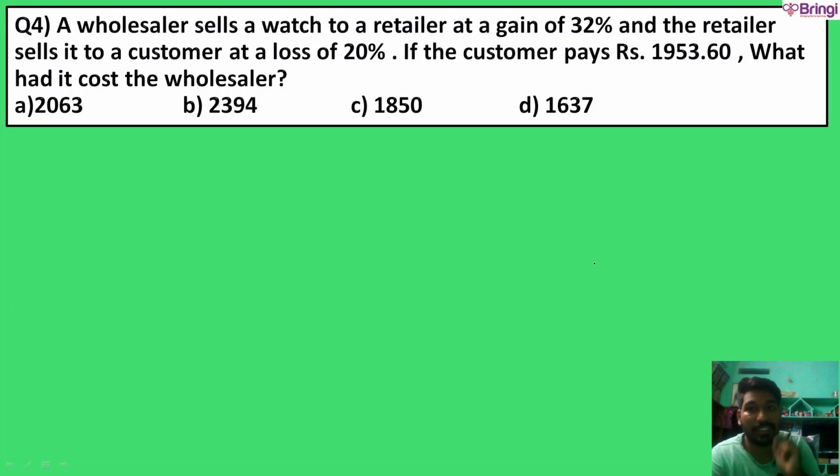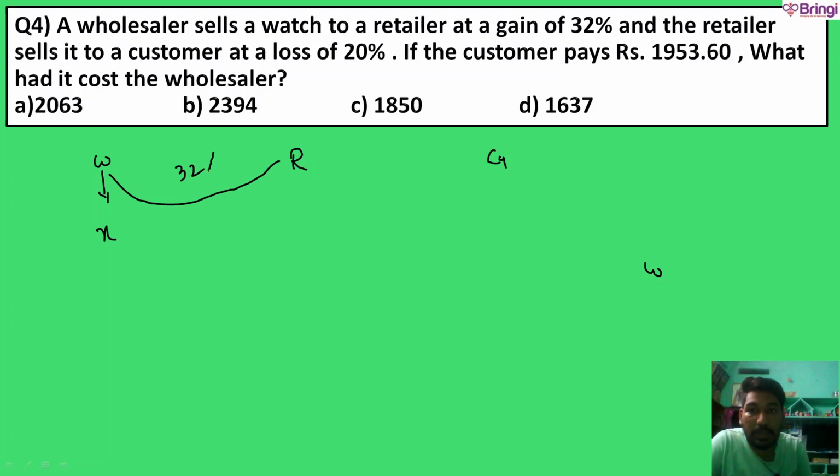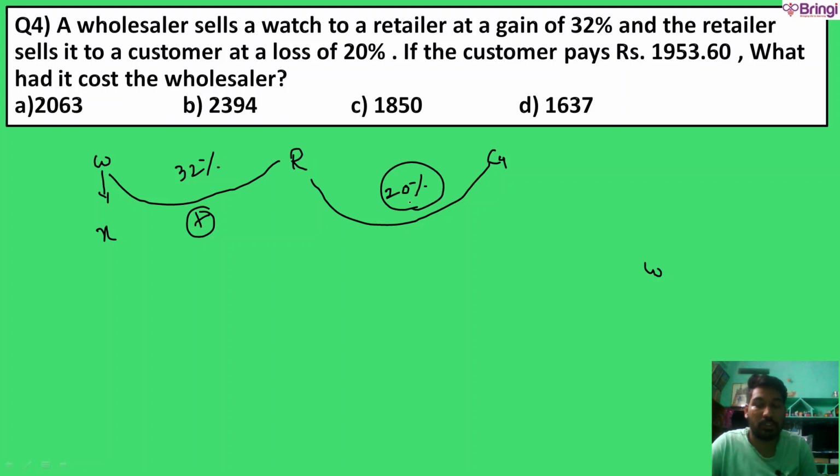First of all, understand the question clearly. There is one wholesaler, W, one retailer, and one customer. The wholesaler bought it for X and sold it at a 32% gain. Gain is always positive. Then the retailer sells it to the customer at a 20% loss.